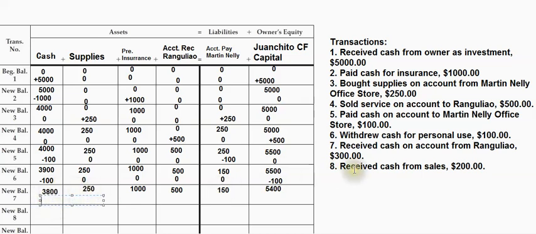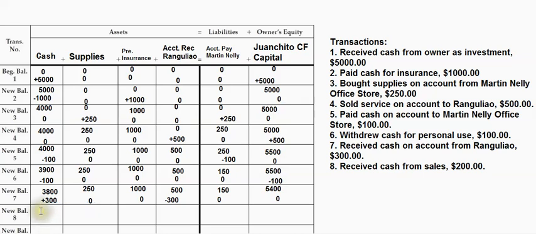And now since you receive cash, you have to put plus 300 bucks. Supply doesn't change. This prepaid insurance remains the same. Okay, accounts receivable Ranguliao, it is obviously changing, right? It is decreasing 300 bucks. Okay, since he pays you money, right now he owes you less, right? That's the logic. And here 0, 0, right?